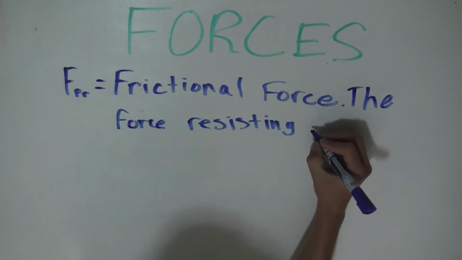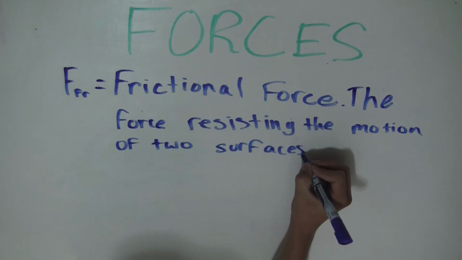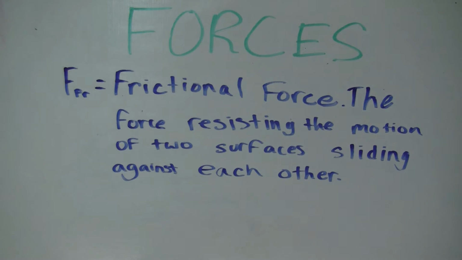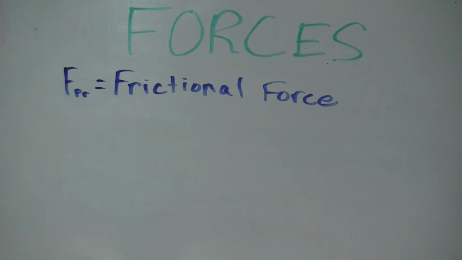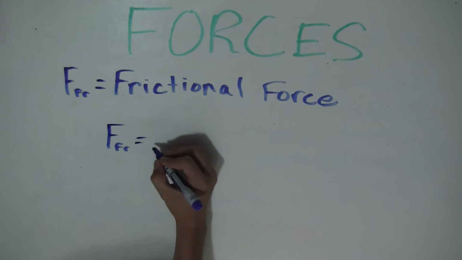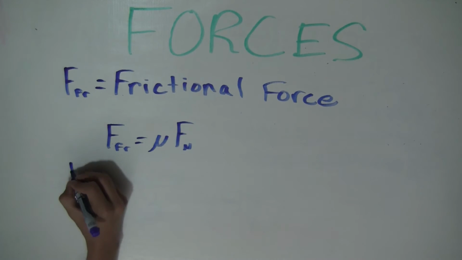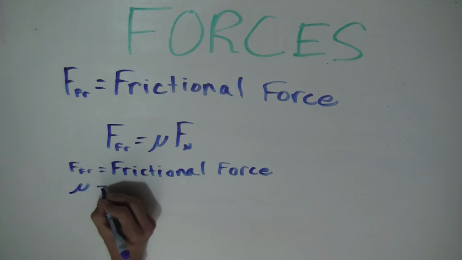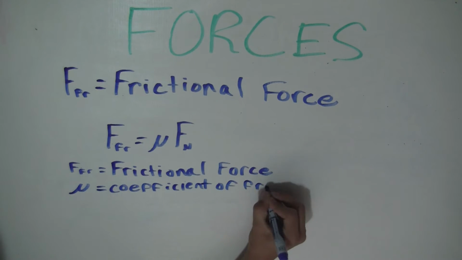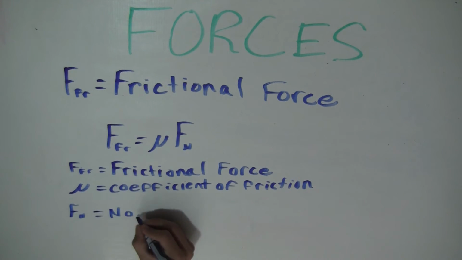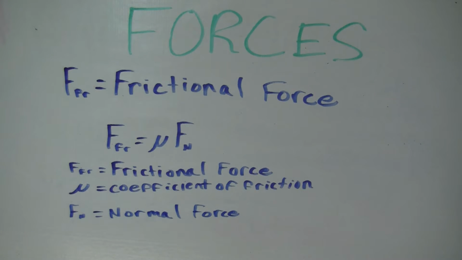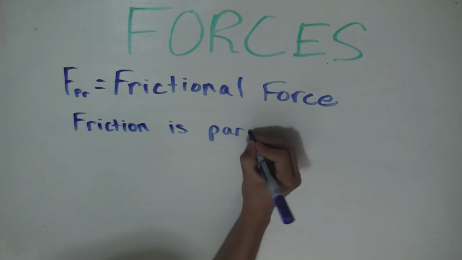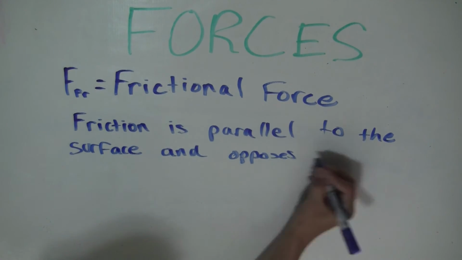Frictional force, the force resisting motion of two objects sliding against each other. The equation for frictional force is Fr equals mu Fn, where Fr is the frictional force, mu is the coefficient of friction, and Fn is the normal force. Friction is parallel to the surface and opposes motion.